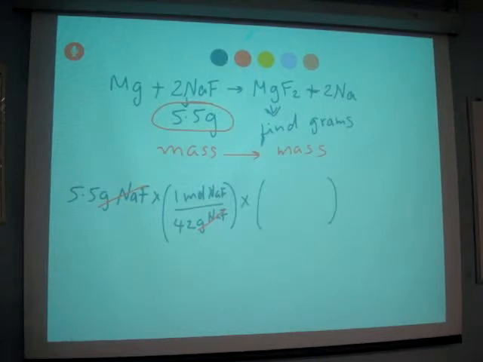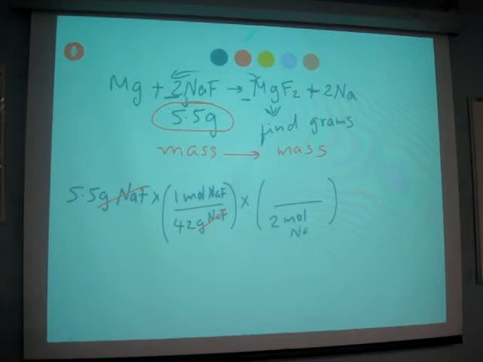Now the next step is we need to convert from moles of NaF to moles of MgF2. So there is a 2 to 1 mole ratio. When 2 moles of NaF are used up, it produces 1 mole of MgF2. So that's the ratio we multiply. That way we convert moles of NaF to moles of MgF2. Then we will again convert moles of MgF2 to grams of MgF2.